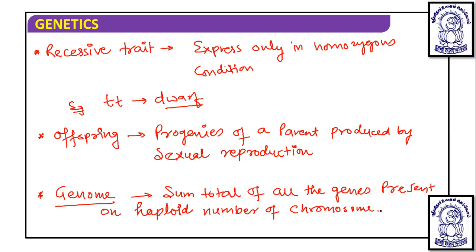So the genome is the sum total of all the genes present in a haploid number of chromosomes. Suppose we have 46 chromosomes in a human cell. The 23 chromosomes combined form one set, and those 23 chromosomes represent the haploid number of chromosomes. So all the genes present on the haploid number of chromosomes form one genome. So a haploid cell has one genome, a diploid cell has two genomes, a triploid cell has three genomes. Like this we can say.